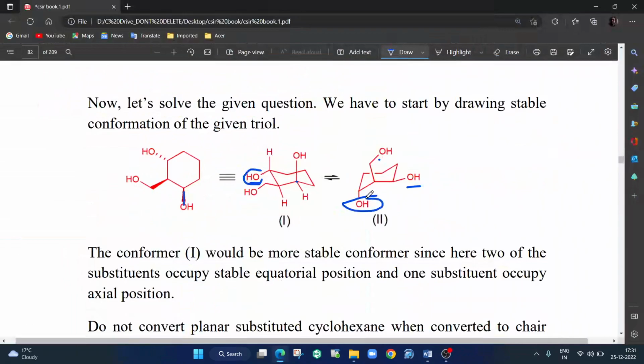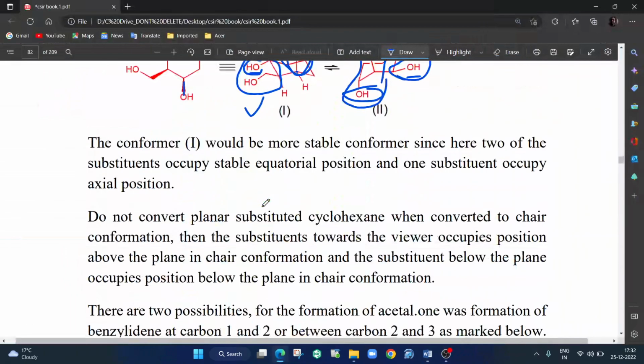Now between 1 and 2, of course 1 is more stable, because here two bulky groups are in equatorial position and only one bulky OH group is in axial position. Whereas if you look here, two bulky groups are in axial position and only one is in equatorial position. So basically we have to think from this conformer and we have to get our answer.